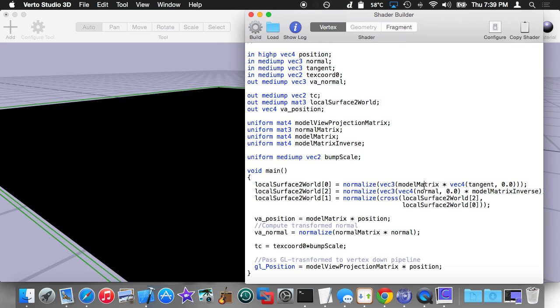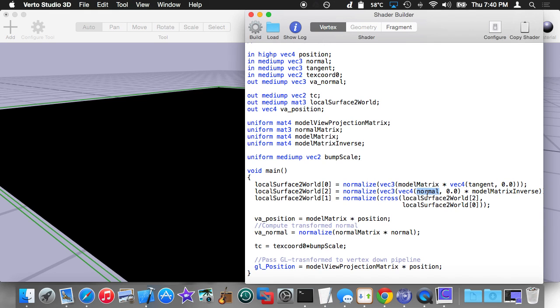The x-axis is the transform of the tangent vector into world space, and that's done by the model matrix, which goes from model space to world space. The second part is probably the most confusing line in the entire shader, and it is extremely hard to explain, but basically it's the same thing that the normal matrix does to the normal.